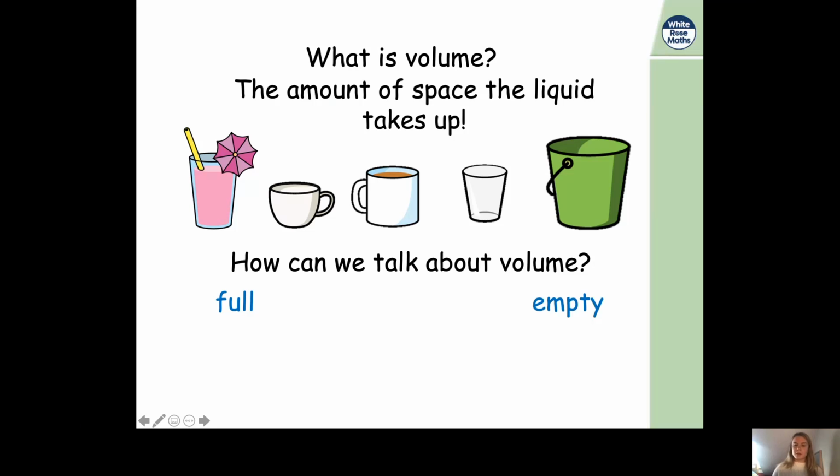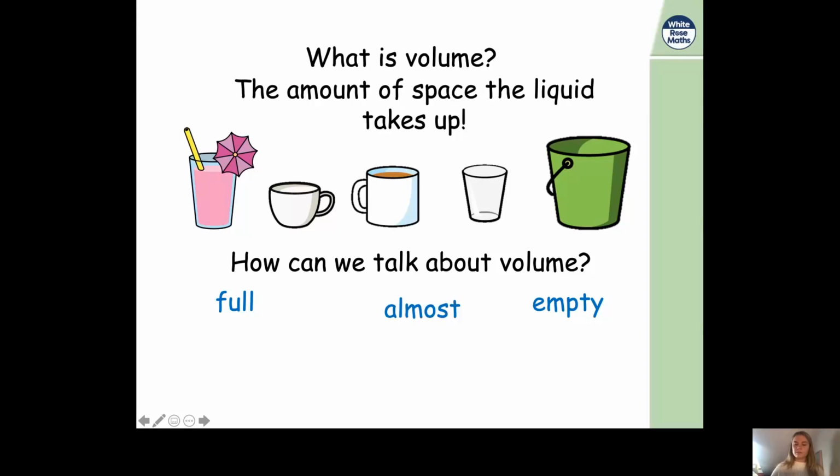We could also say that it was empty. If you finished your lovely smoothie that we made in class, we could say that it is empty, and that's its volume. That's the amount of space that the liquid is taking up. Well, there's no liquid in there, so therefore it's empty. There's no space that the liquid is taking up at all.